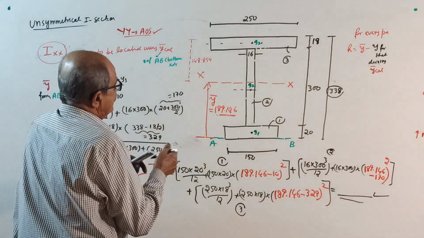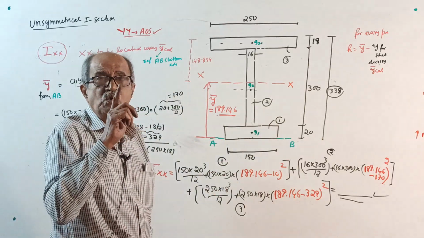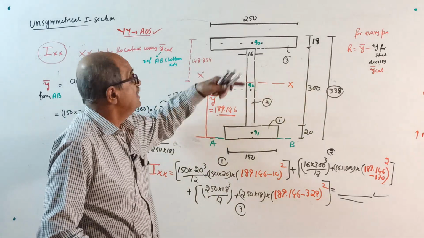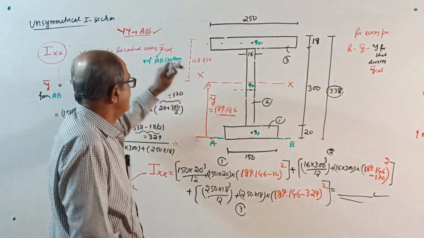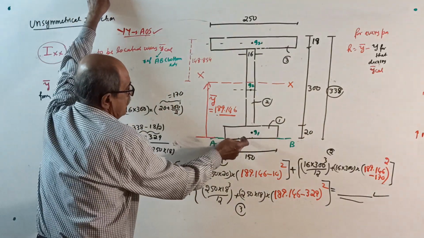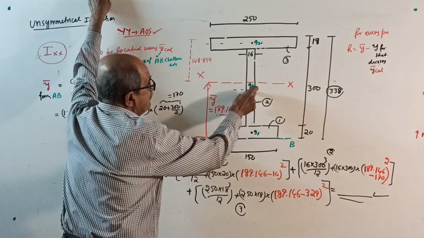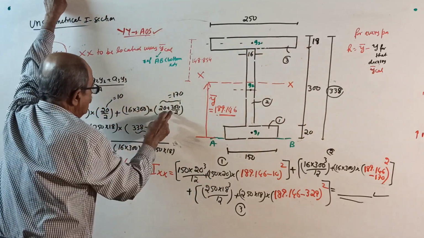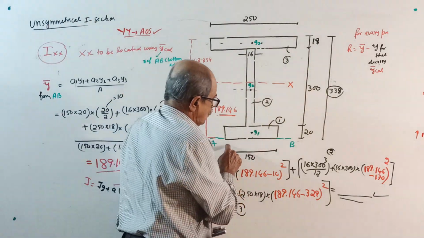Y bar, see, once you decide y bar from where you are considering, throughout the moment of inertia use the same y bar. Don't go to another y bar. You can do it from the top also, then throughout you have to use the same y bar. See, A1, Y1; A2, Y2; A3, Y3. Y1 is 20 by 2, Y2 is 20 plus 300 by 2, Y3 is 338 minus 18 by 2. That you note down. Then I about XX, see, without seeing.